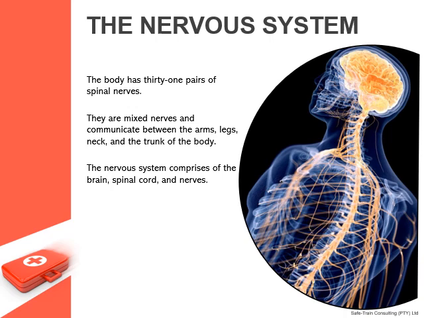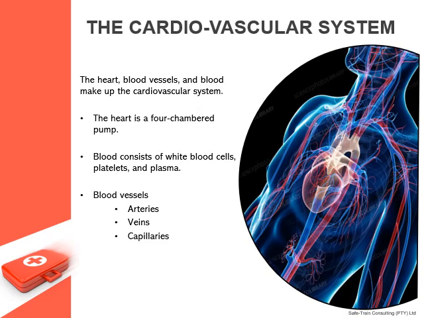to the brain. The cardiovascular system. The heart, blood vessels, and blood make up the cardiovascular system. The heart. The heart is a 4-chambered pump. Used blood goes back to the heart through the top, or superior, and the bottom, or inferior, vena cava, the largest veins in the body.